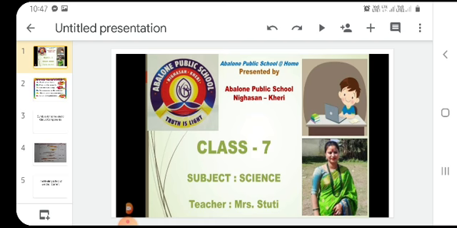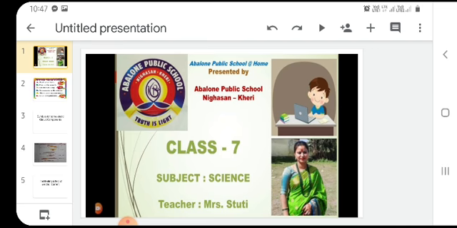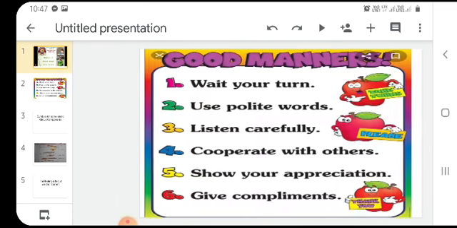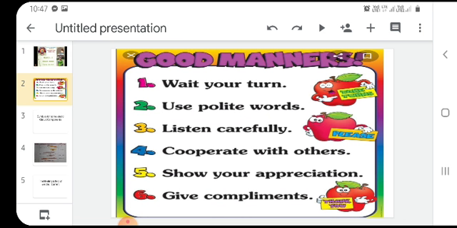Before starting the chapter, let us have a look at some good manners. Dear students, always wait your turn. Use polite words. Listen carefully to your teachers and parents. Cooperate with others. Show your appreciation and give good compliments. Now, let us start our chapter.